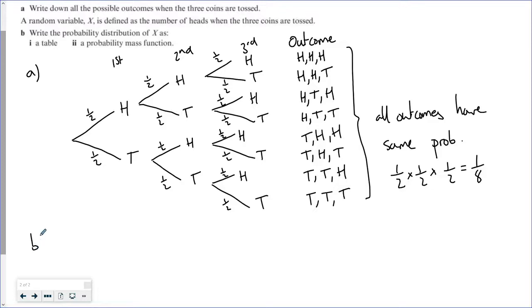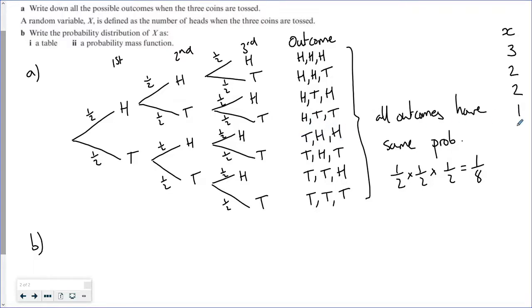So let's have a look at this random variable x then. So x is the number of heads when the 3 coins are tossed. On the side here, I'm just going to write down what x would be equal to. I'm going to use the little value of x because these are the specific values that x could be equal to. So if this is the outcome, then we've got 3 heads. If this is the outcome, then we've got 2 heads. If this is the outcome, then we'd have 2 heads. If this is the outcome, then we'd have 1 head.